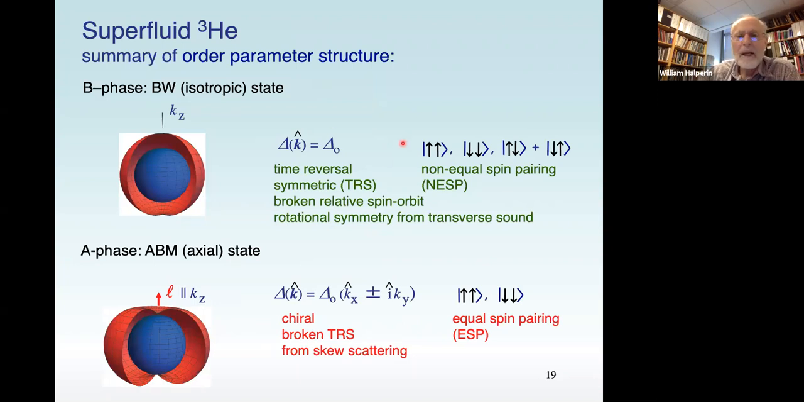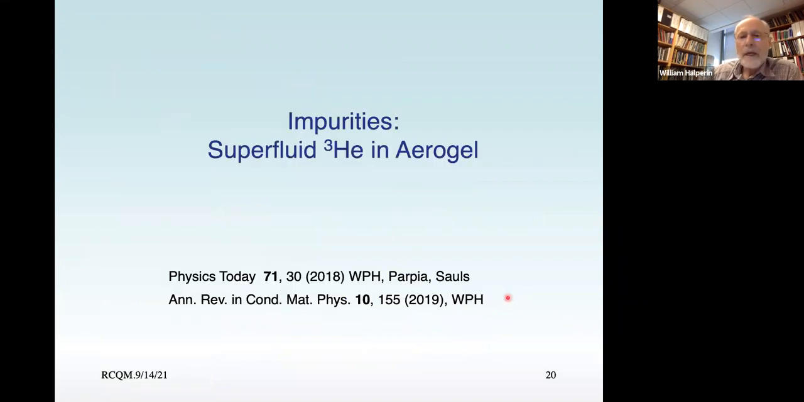And so in summary, as I've said in words, the B phase is the Balian-Werthamer isotropic state, and the spin part of the state is shown here at the right. The orbital part is simple, it's just a scalar. And similarly for the A phase, we have this classic P-wave character to the order parameter, and it's an equal spin pairing state.